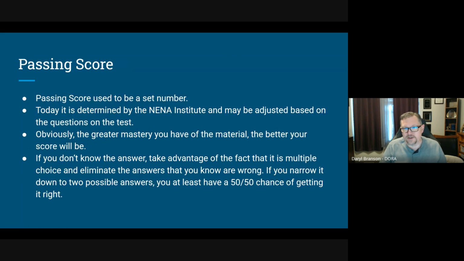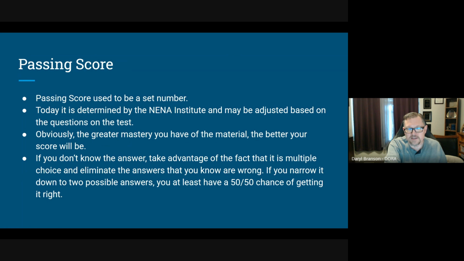Passing score. It used to be a set number when I took it, of course, and every time I think about this, I'm like, dang, it can't possibly have been that long ago. But I took the ENP 20 years ago, and it was 70%. You had to get 70% to get a passing score. Today, based on what I read in the application form, it's actually determined by the NINA Institute and may be adjusted based on the questions that are actually in the test.